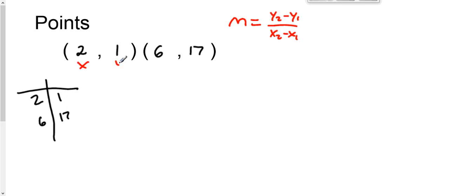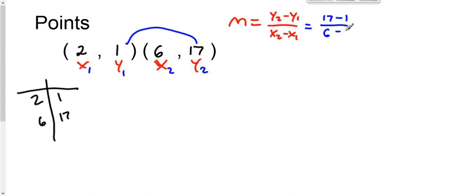So these points are x's and y's. We would make a choice which one is 2's, which ones are the 1's. So I'm going to make this one the 2's, these the 1's. They have to be a pair, so if that one's a 2, that one's a 2. Then we plug it in, so we get 17 minus 1. Because the y's. Then I take x2, which is 6, minus 2. I get 16 over 4, which is just 4.